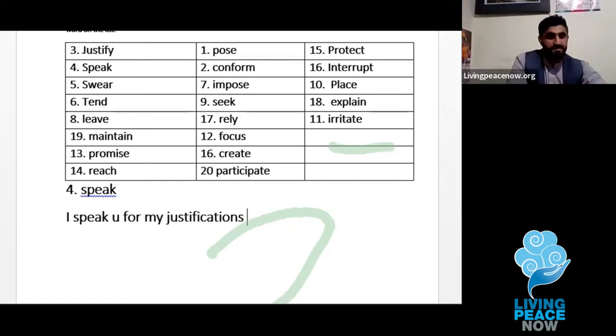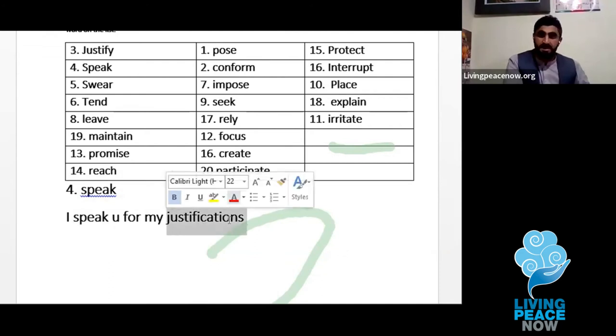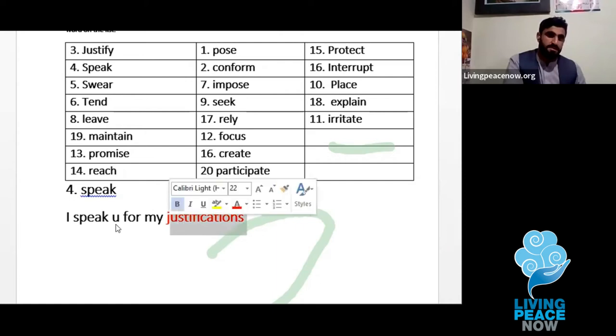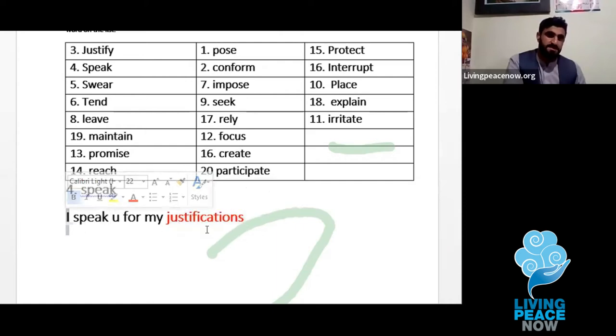The first word is this, the second word is number four. And this is the first one. I use the noun form. In the object place, we can't use a verb. I just use a noun like this. I speak to you for my justifications. This is the object of the sentence, and this is the verb, and this is the subject. Got it? And also, speak has another form, the verb form, speaking.